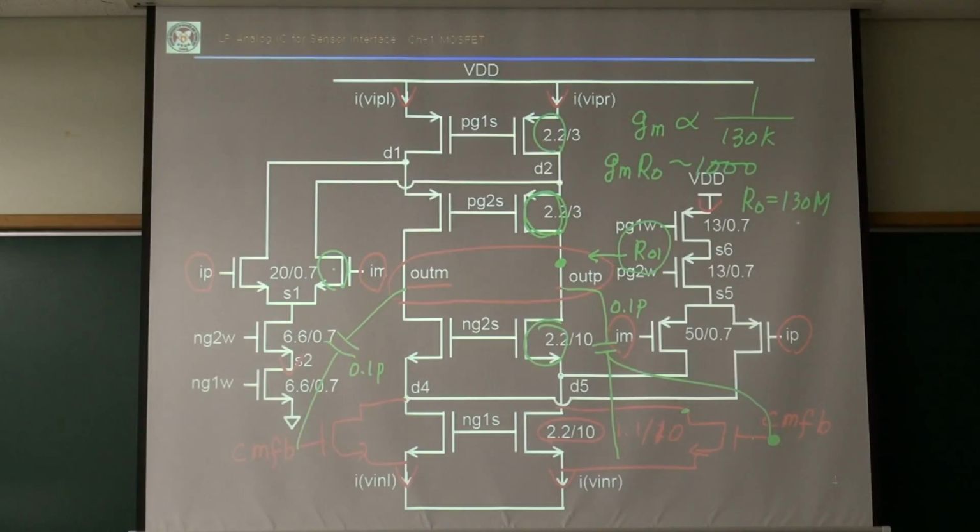So if I put 1 mega resistor for the CMFB here, 1 meg, then see my gain will be reduced to something like 1, or maybe smaller than 1, right? Or maybe around 3 or something like that. So I cannot use a small resistor for that CMFB circuit.